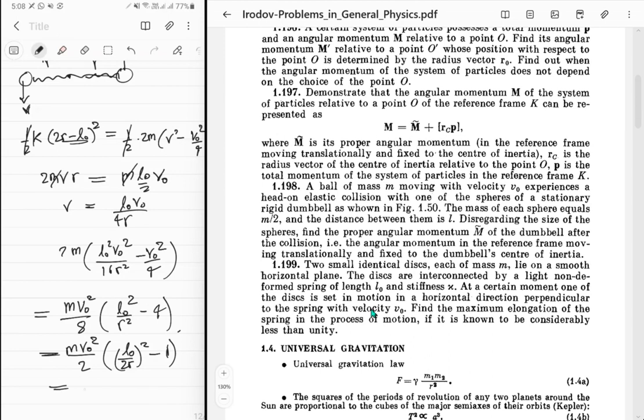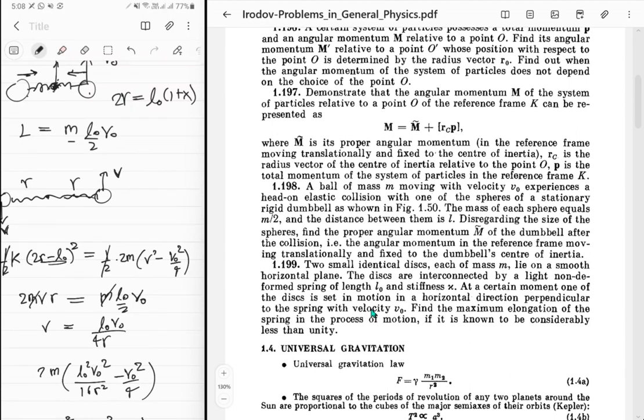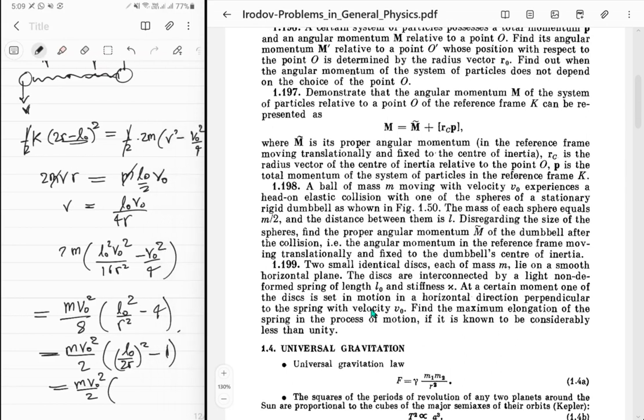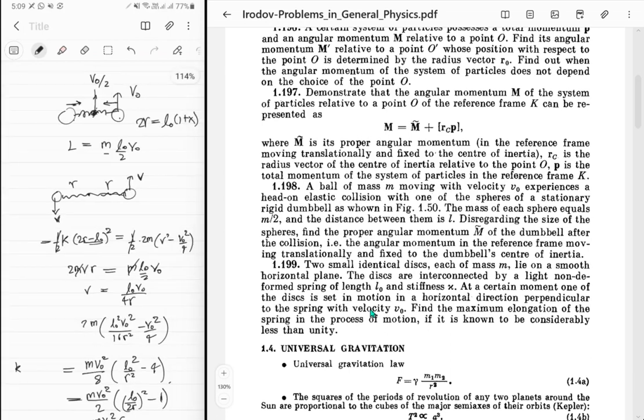This thing just becomes mv naught squared upon 2, and then you've got 1 plus X to the power negative 2, which is going to be 1 minus 2X, right? Well, yeah, that should be negative as well. It's not negative though. I must have messed up somewhere. Oh, it should be negative. It should be negative over here, right?